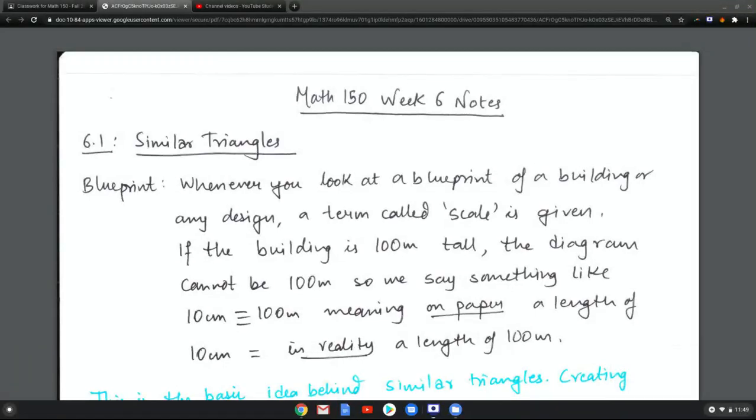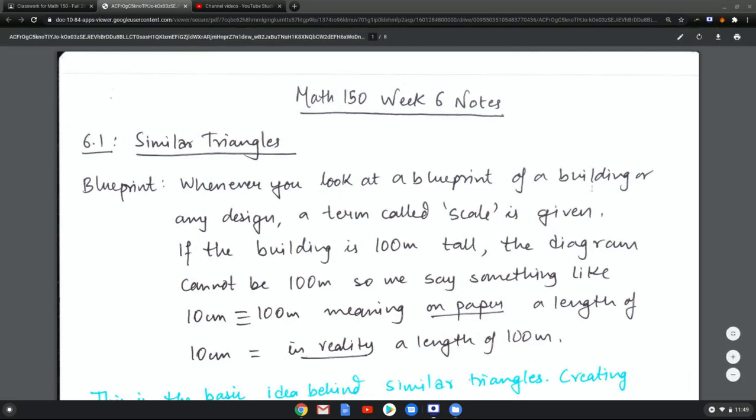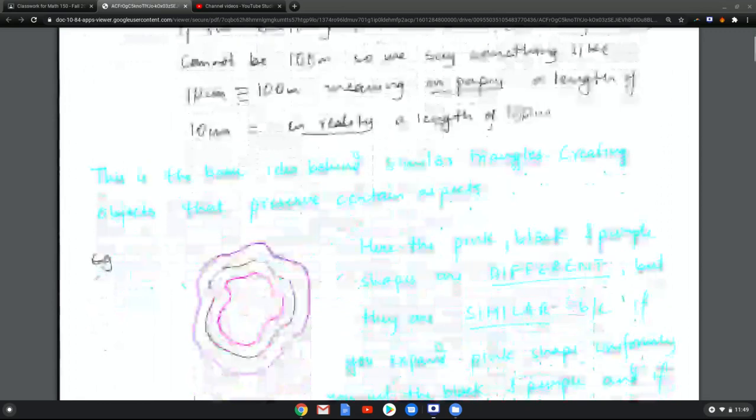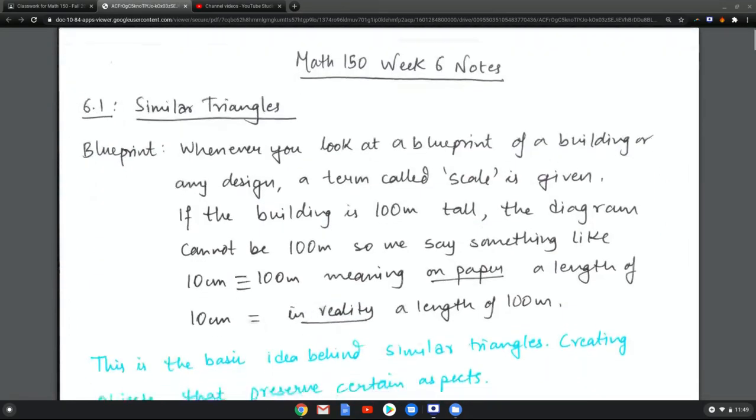Hi everyone, this week we will be talking about similar triangles. Let's start by talking about similar shapes and what similarity means.